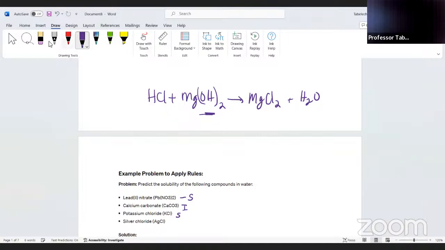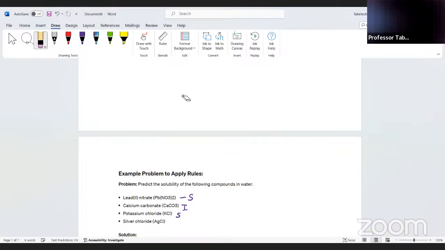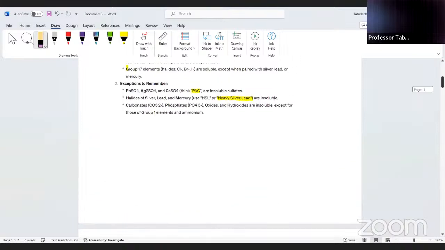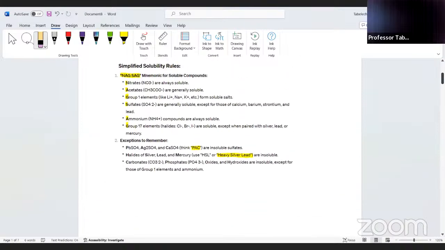Okay, guys, that was quick. So now, if we look back at silver chloride, what do y'all think about silver chloride? Is that soluble or insoluble in water? If I look at the rules again, silver chloride: halides of silver, lead, mercury. Those are all insoluble.